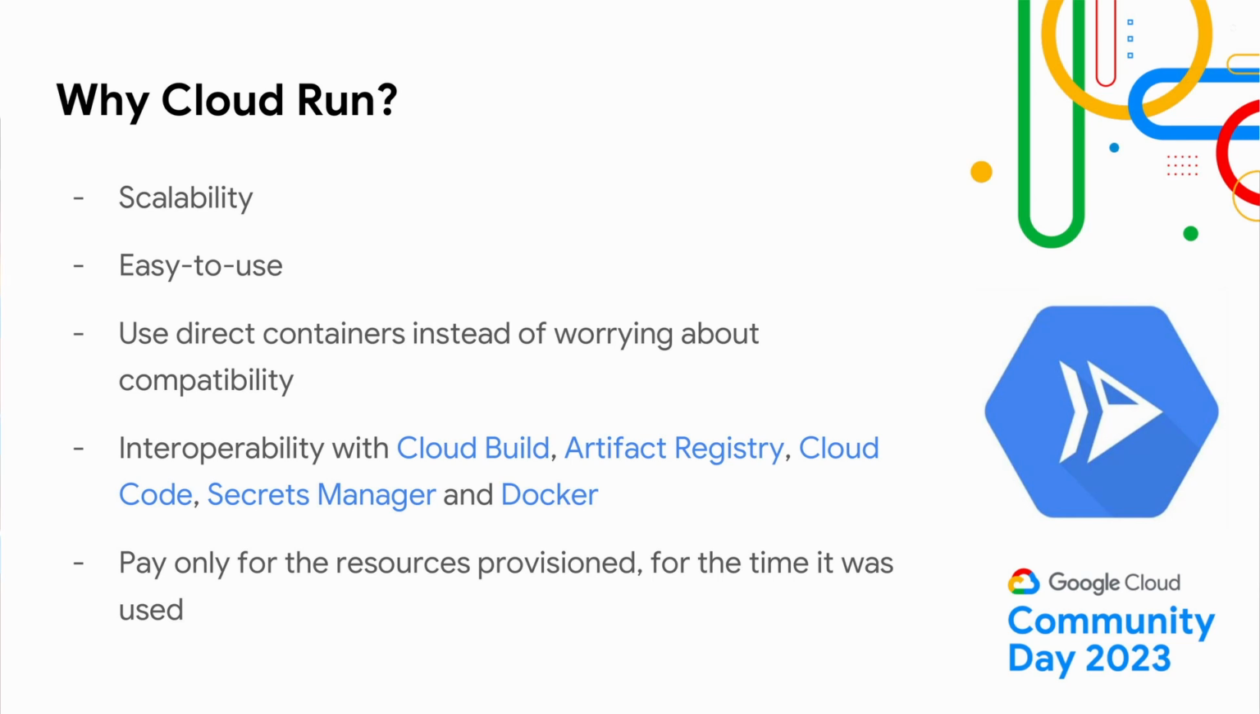Finally, why Cloud Run? Why use Cloud Run over maybe something like Cloud Functions or maybe Compute Engine or the other compute options that we saw? First off, scalable. Extremely scalable and easy to use. Secondly, you can use direct containers instead of worrying about dependencies. You don't need to worry about whether the application has a certain package, whether Java works, whether some other language works. You can just literally directly link your container image and that's all you need to do.